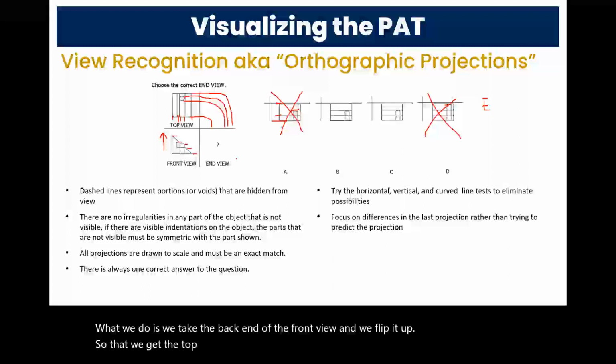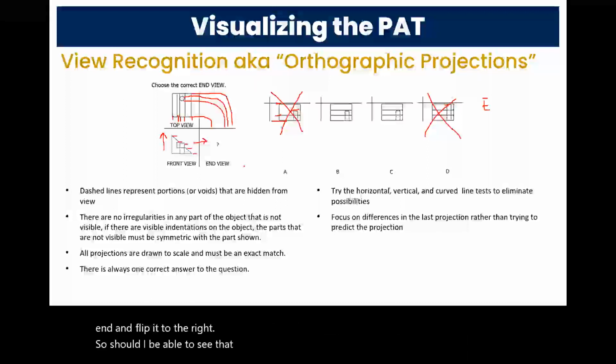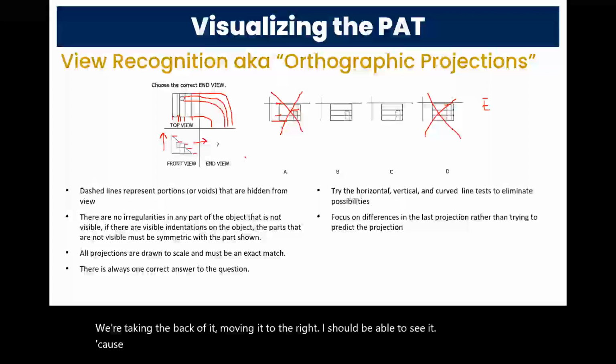But to go from front view to get the end view, we take the back end and flip it to the right. So should I be able to see that cylinder or not? We're taking the back of it, moving it to the right. I should be able to see it because I'm rotating it from above clockwise. So that means B is my best answer here.